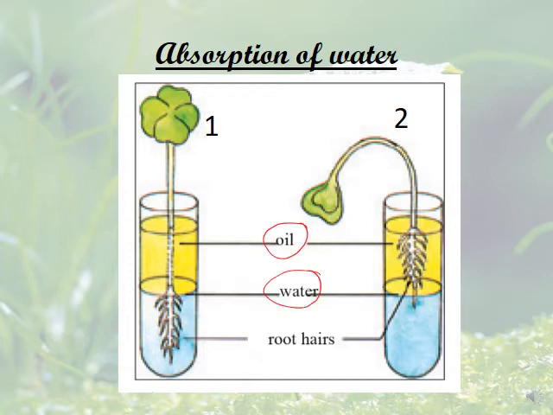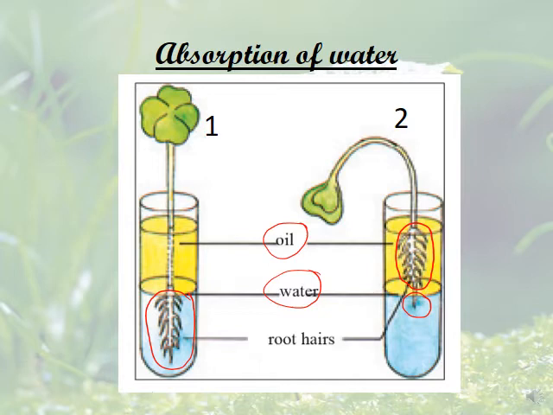In tube 1, plant 1, the root hairs are dipped inside the water, and the root cap also. While in plant 2, the root hairs are placed in oil, while the root cap is placed in the water. Plant 1 survives, plant 2 dies. So what is the variable?